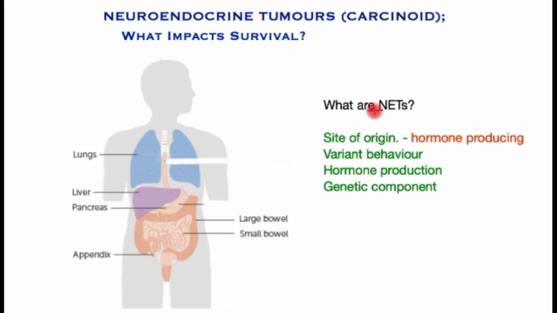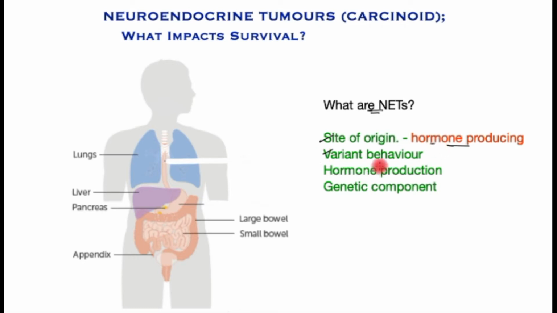They are different to the more common adenocarcinomas in four important areas. Firstly is the site of origin. These tumors arise from hormone-producing cells. Hormones are chemicals that have biological action in the body, removed from where they are produced.